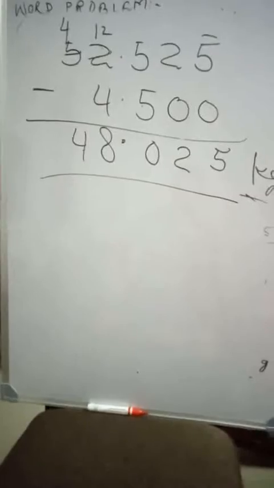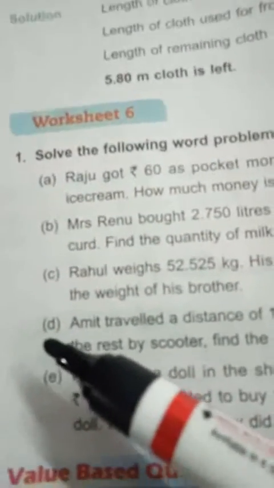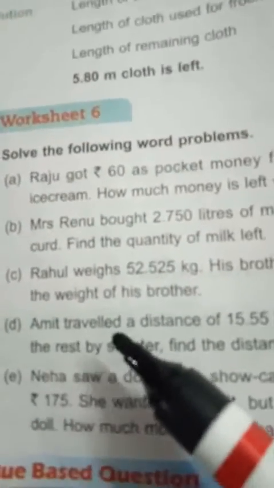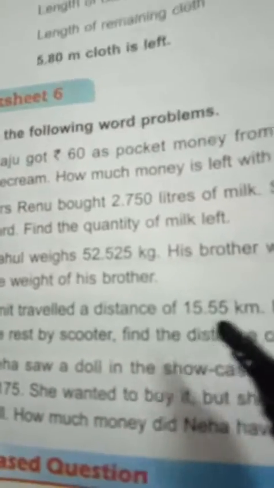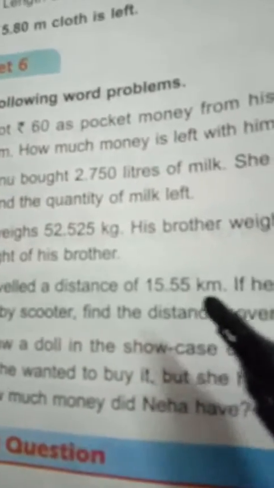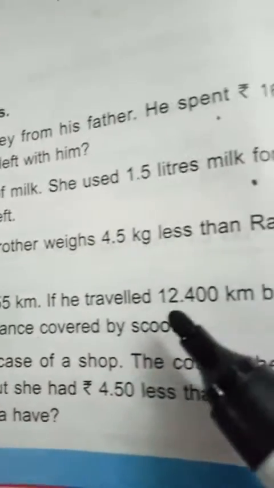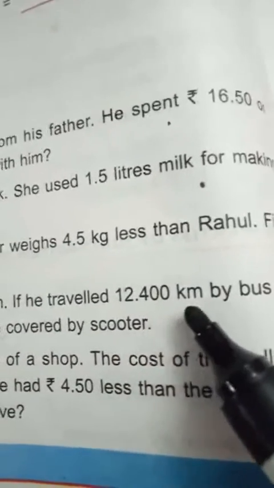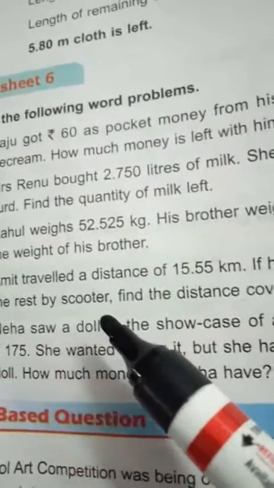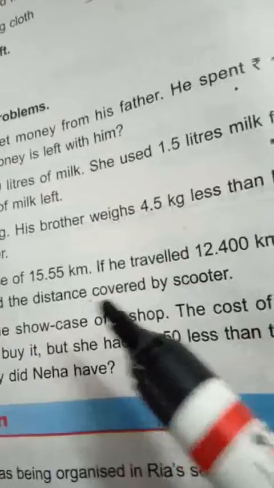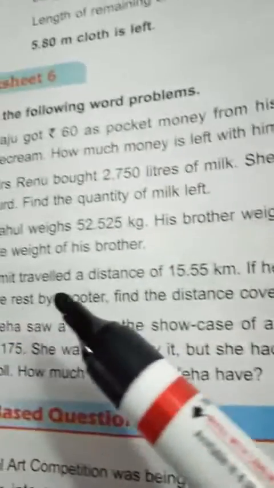Now children, next question. Next question is question number D. Amit travelled a distance of 15.55 kilometer. If he travelled 12.400 kilometer by bus and the rest by scooter, find the distance covered by scooter.